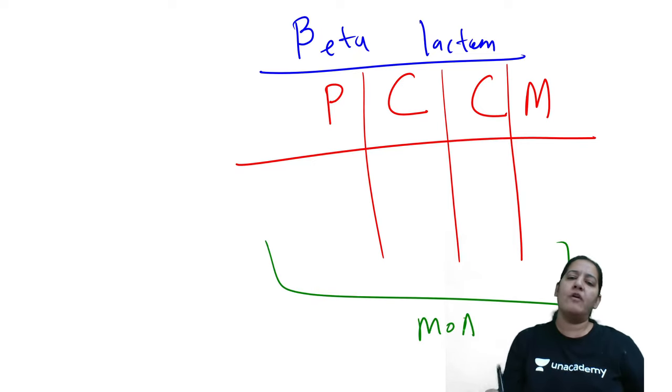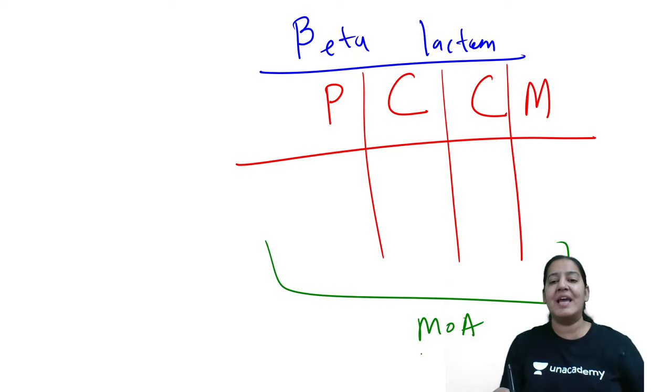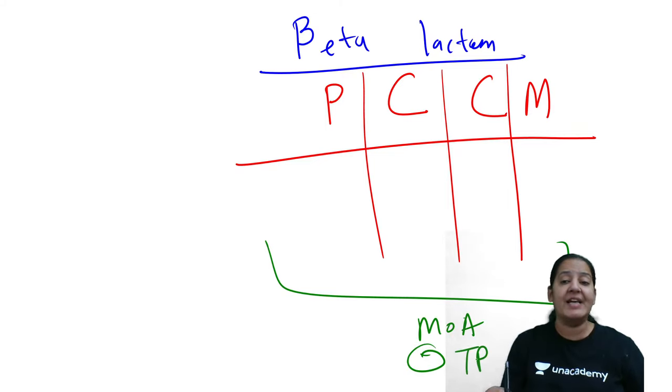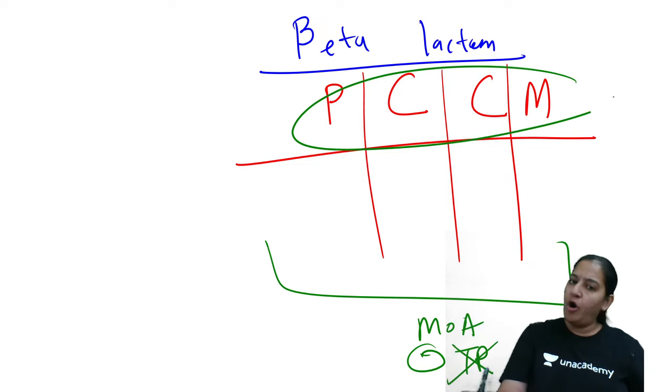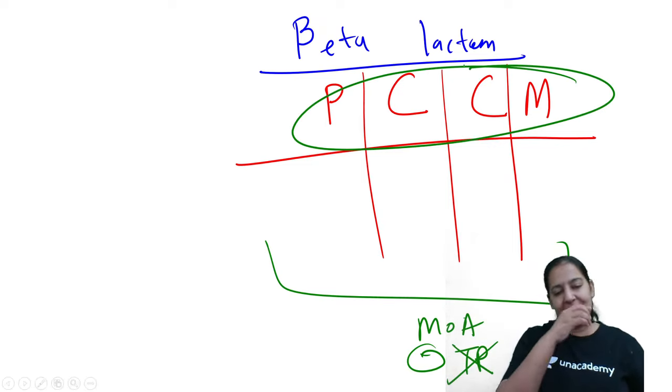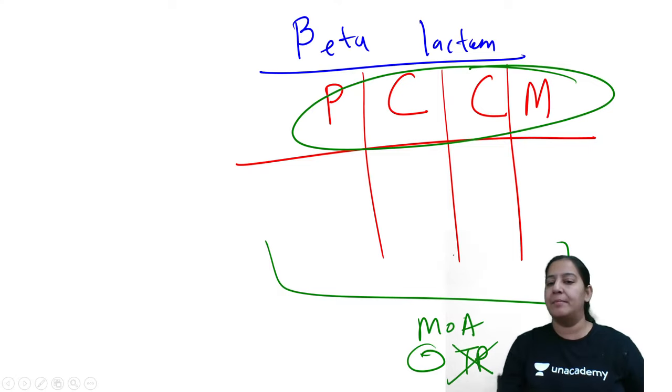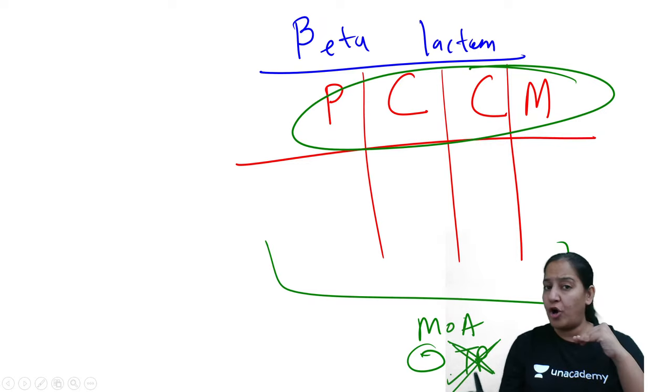Now, I will teach you all in a comparative manner, comparing everything about them, but they have a common mechanism of action. All of them inhibit bacterial cell wall synthesis by inhibiting the transpeptidase enzyme in the cell wall. If the transpeptidase enzyme is inhibited, the terminal D-alanine cannot be segregated, it cannot break.